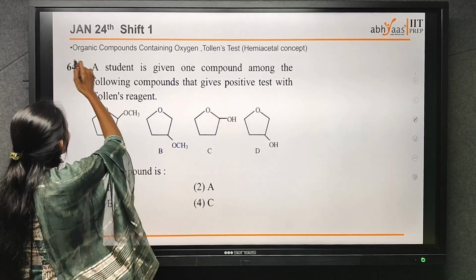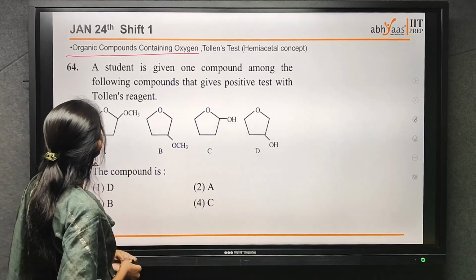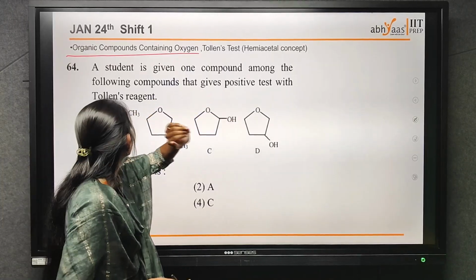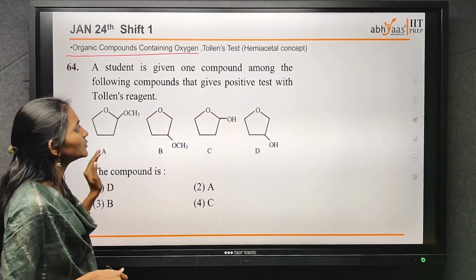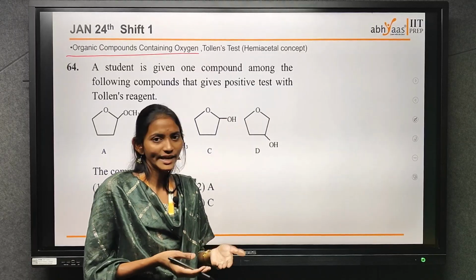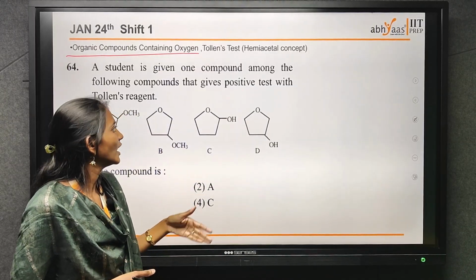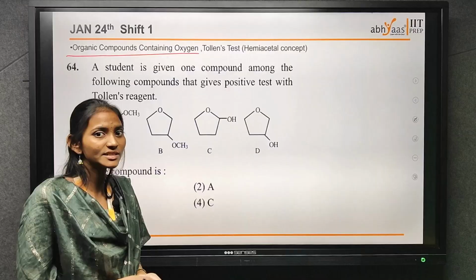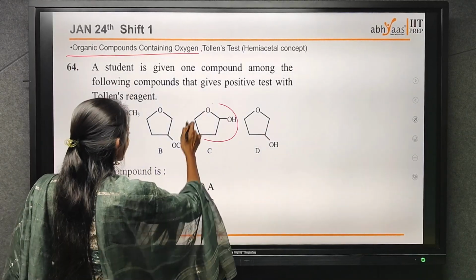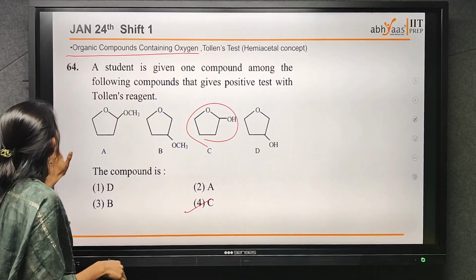And this question is asked from organic compounds containing oxygen. A student is given one compound among the following compounds that gives positive test with Tollens reagent. If you observe, a positive Tollens test will be observed in aldehydes, right? Only those can give a positive test. And as well as hemiacetals can also give a Tollens positive test. Since this is your hemiacetal, answer C is your answer.